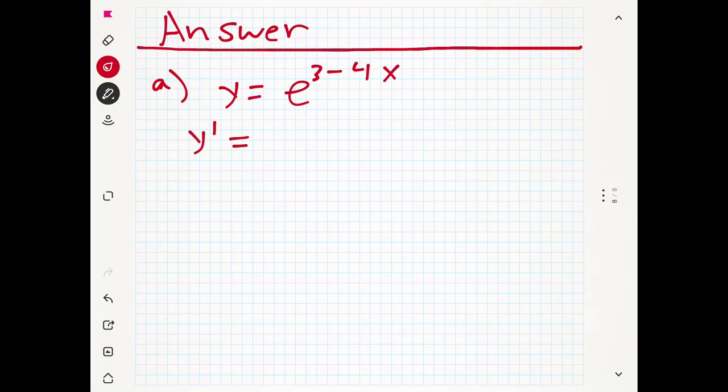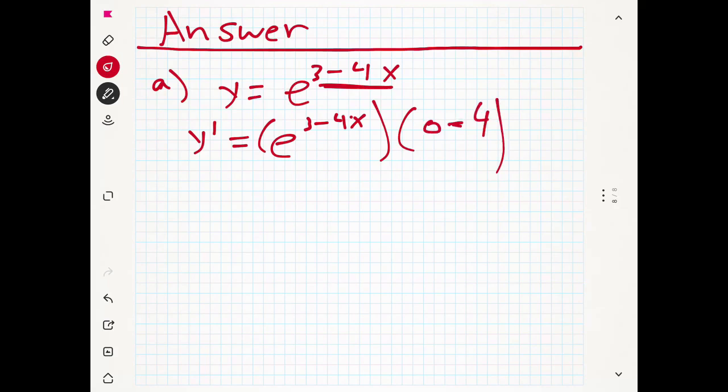First of all, this e to the power of 3 minus 4x stays the same, because we said e to the power of x stays e to the power of x. So this stays the same, and let me just put that in brackets. And then we have a chain rule going on for this part. So the derivative of 3 is just 0, and then the derivative of negative 4x is just negative 4. I think at this stage we should know why that happens.